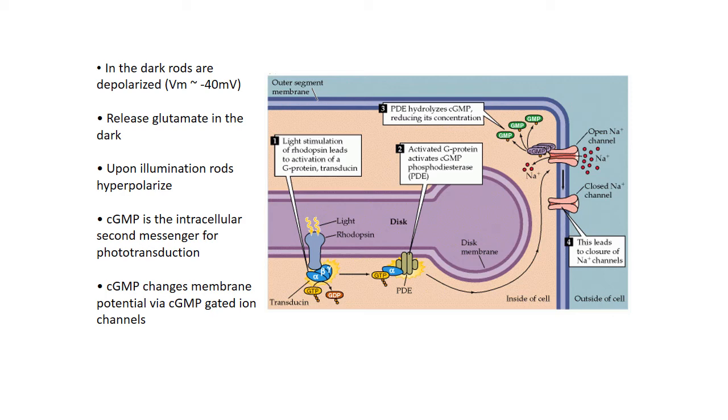But when this photoreceptor is exposed to light, these cells hyperpolarize, and it depends on how much light strikes these photoreceptors, but they can hyperpolarize to levels of about minus 60 millivolts or so. And finally, what has been learned using various biochemical assays is that cyclic GMP is the intracellular second messenger for this phototransduction. And how this phototransduction happens is shown in this figure on the right side.